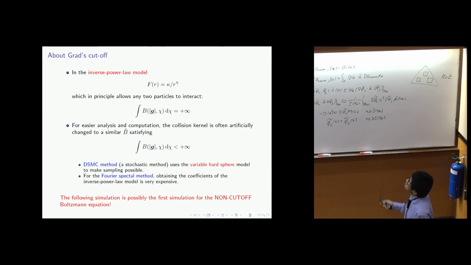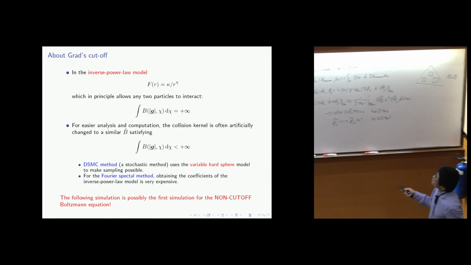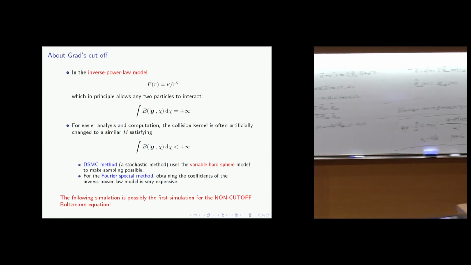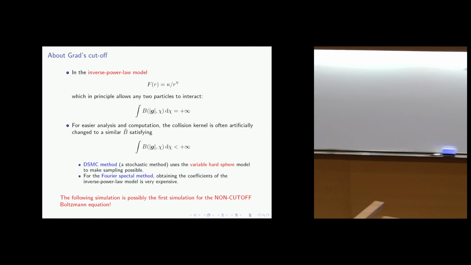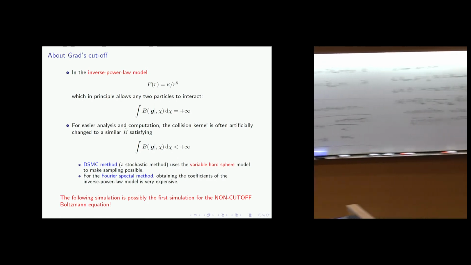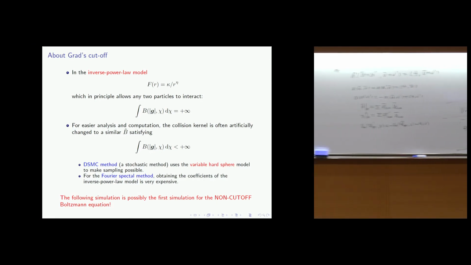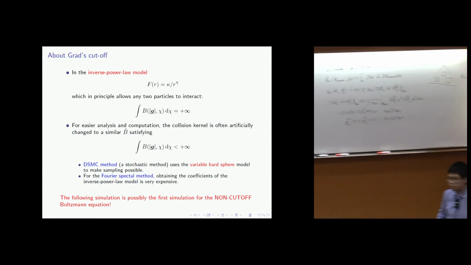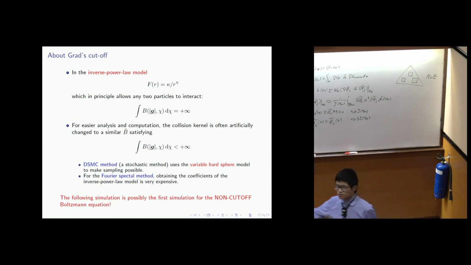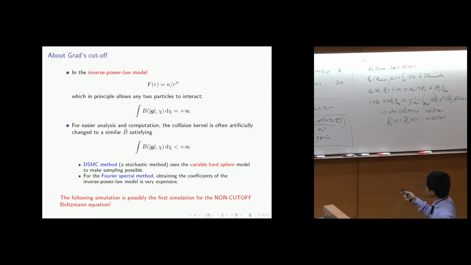So what Grad proposed is Grad's cutoff. So he changed this original collision kernel to a new collision kernel, such that for this new collision kernel, it's integrable. So of course, this simplifies the problem a lot. By doing this, we can use the DSMC method. It's actually a stochastic method because you know that this is a 6-dimensional problem. For high-dimensional problems, we use the Monte Carlo method. So this is one type of method.